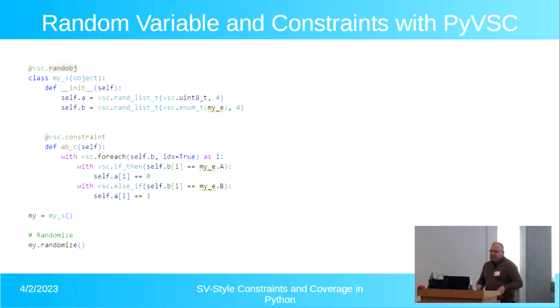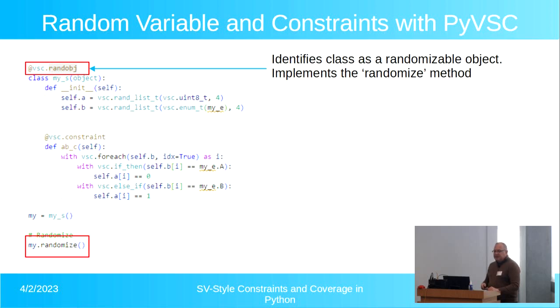So let's look at an example here. Here I have a Python class that is set up to be randomizable. The first thing that happens here is there's a decorator. And this basically is a hook to let the library take control over the MyS Python class and instrument it to make it randomizable.